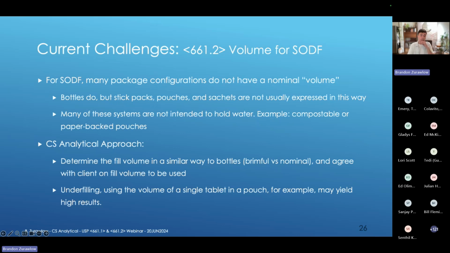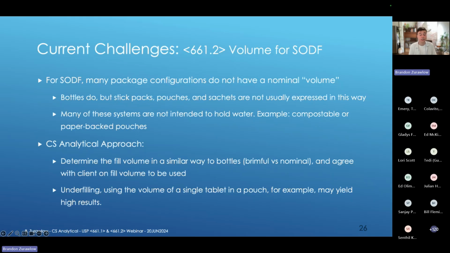And so our approach to these types of container systems is to determine the fill volume in a very similar way that we would to bottles. And we typically agree with the client on the fill volume to be used. So if we receive a stick pack, we'll evaluate realistically what can we fill that stick pack with in terms of water that still allows us to seal that stick pack, but does have sufficient volume in there where we can combine multiple stick packs and perform the test. This approach is something that we take instead of risking underfilling.